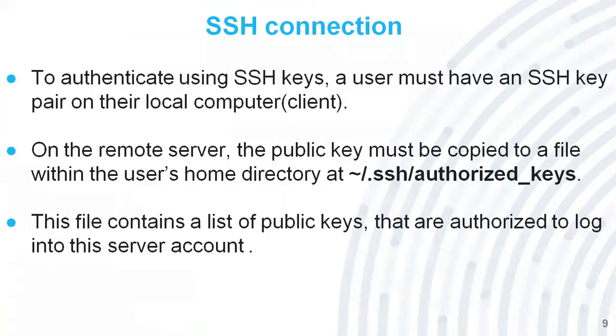Now we will see how SSH is connected. To authenticate using an SSH key, the user must have an SSH key pair on their local computer, that is the client computer. On the remote server, the public key must be copied to a file within the user's home directory at .ssh/authorized_keys. This file contains a list of public keys that are authorized to log into this server account.